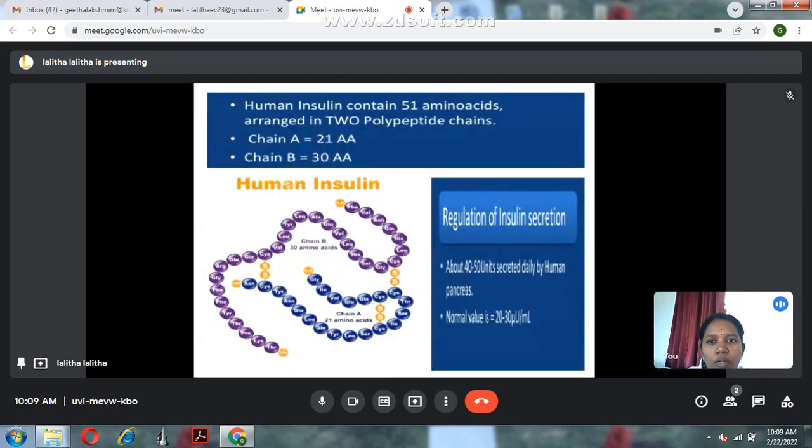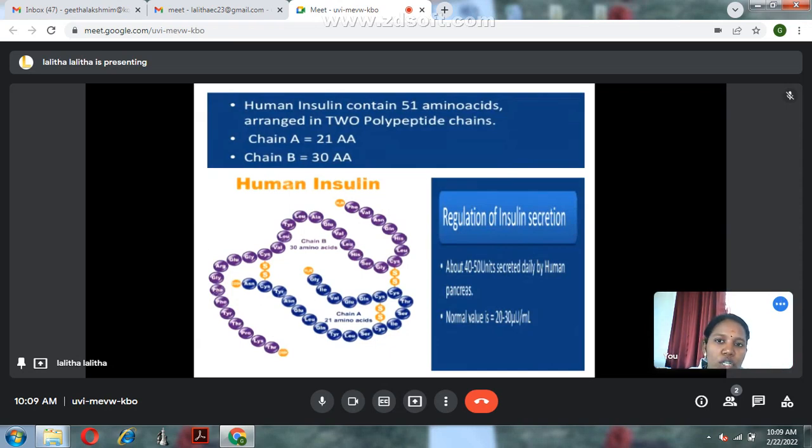In the human body, insulin contains 51 amino acids arranged in two polypeptide chains. Chain A is equal to 21 amino acids, and chain B is equal to 30 amino acids. The two chains are arranged in our human body.